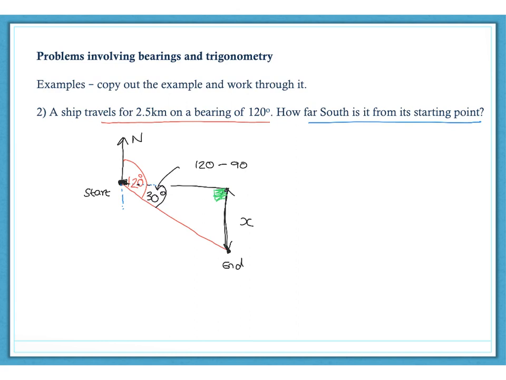Let's label the three sides of the right angle triangle. The hypotenuse, x is the opposite, which is opposite this angle of 30 degrees, and this is the adjacent left over. Now, we also know that the ship travelled for 2.5 kilometres, which means the hypotenuse is 2.5 kilometres, which means that we know what the hypotenuse is and we need to work out what the opposite is. So we have another situation where we're using SOH or sine.